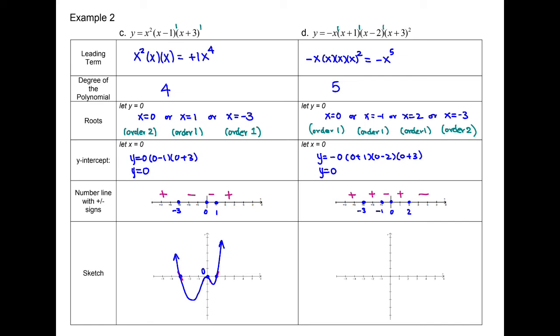Now we are ready to sketch. First, put all the roots on. Next, we're going to graph every single root according to their order. So starting with the most right-hand side, positive 2.